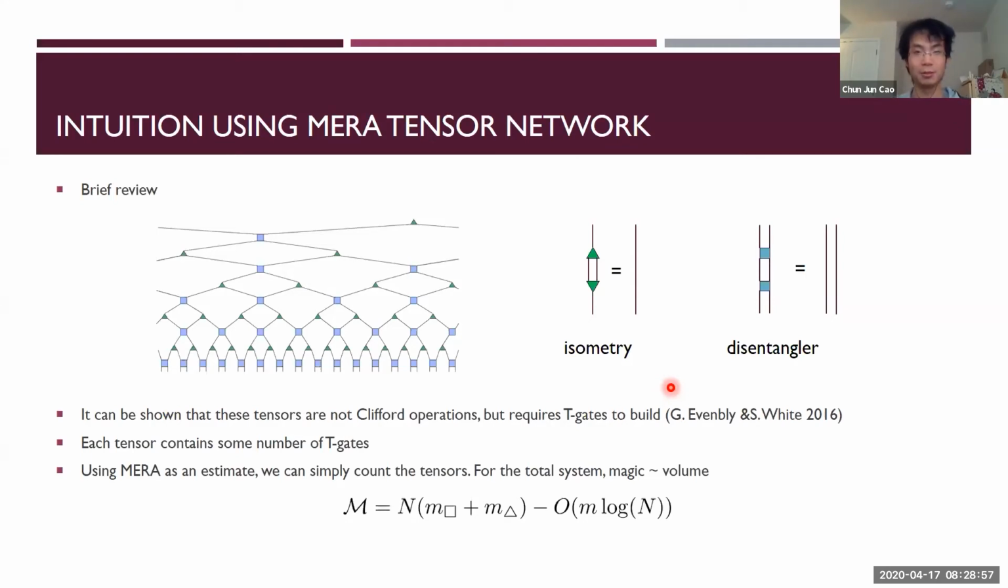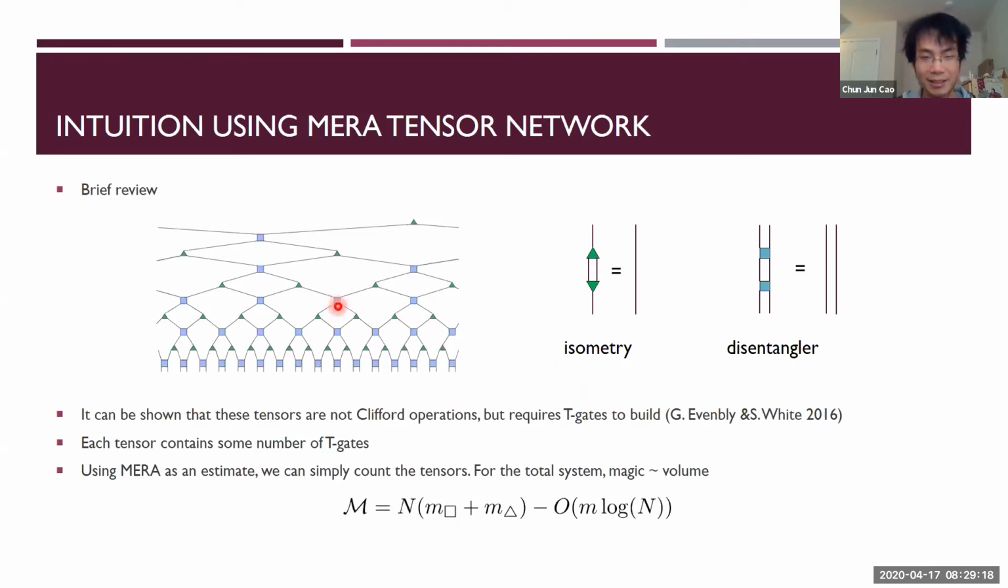So the tool we're going to use is MERA. Just to briefly remind you what it looks like. It looks like this, right? It has 2 sets of tensors that you use. One are these green triangles. They're called isometries. And you can contract them into identities and so on and so forth.